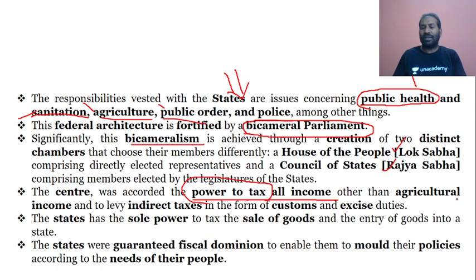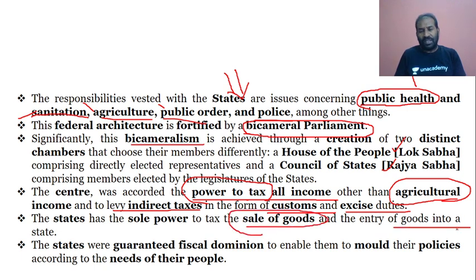But when it comes to agricultural income, that is with the states, and to levy indirect taxes in the form of customs and excise duties. So the power to tax all incomes, indirect taxes, customs and excise duties are with the center, and in regards to agriculture, the power is vested with the states. The states have the sole power to tax the sale of goods entering a particular state from another state, or from that state to another state.